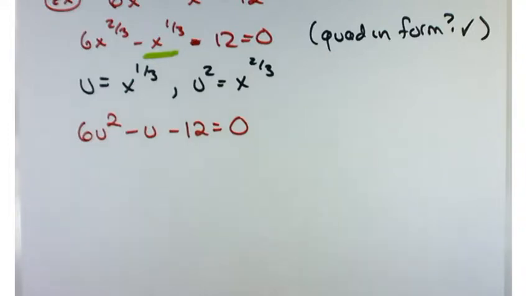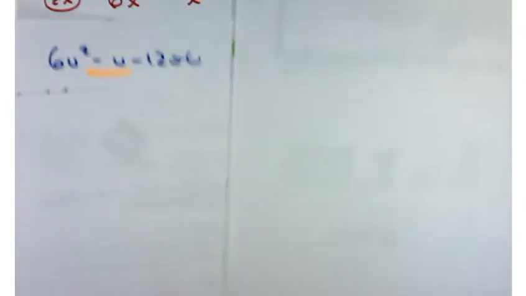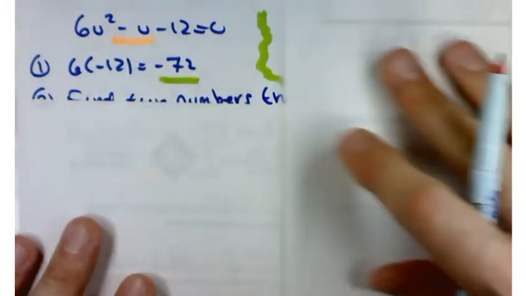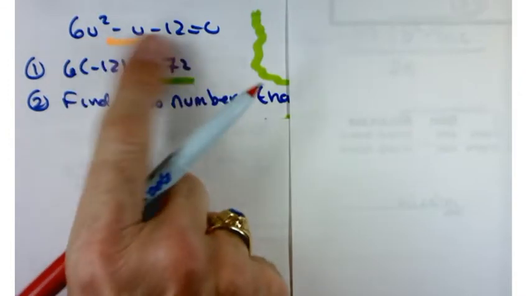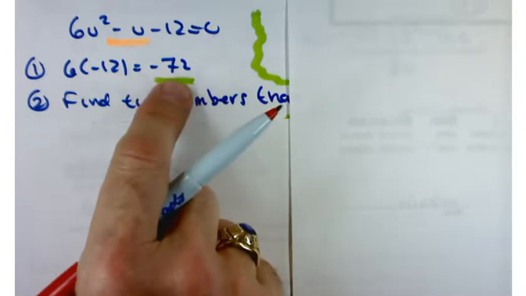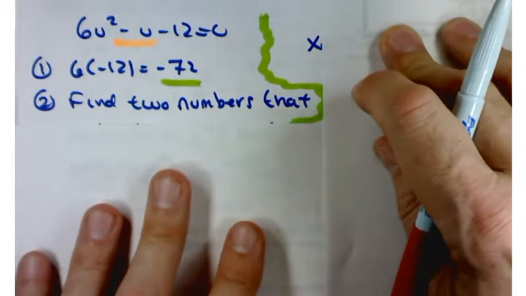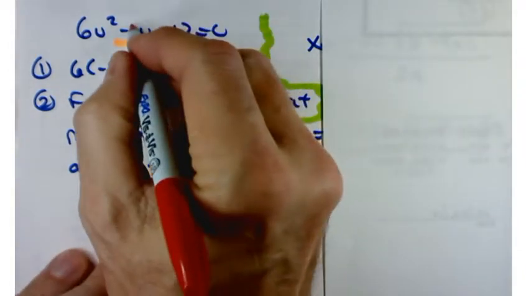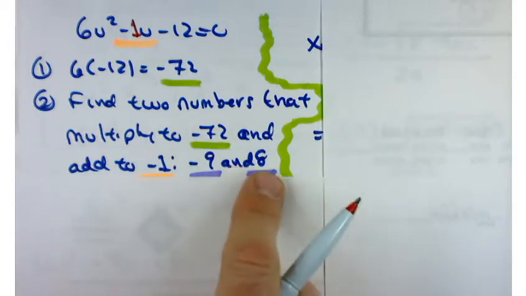Now, I'm not going to go through this that slowly, so maybe you want to take notes, but here are our 2 possibilities. The first one is factoring. So you multiply the outside numbers. 6 times negative 12 is negative 72. You need to find 2 numbers that multiply to negative 72 and also do what? Add to negative 1, right? The coefficient here. Well, those 2 numbers would be negative 9 and 8.